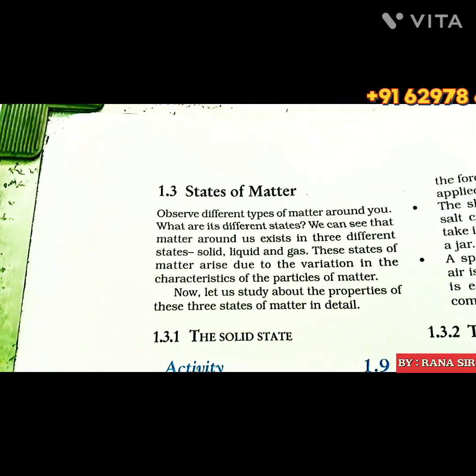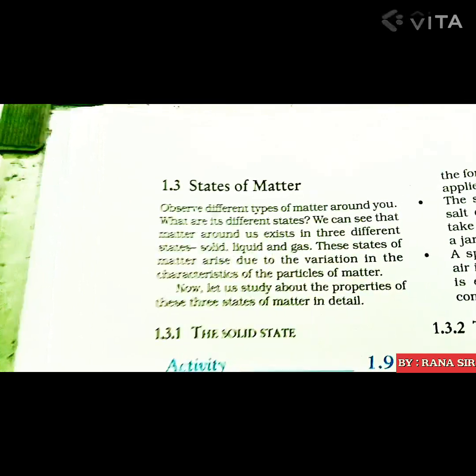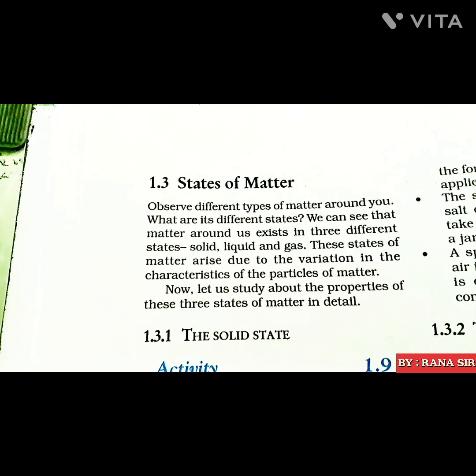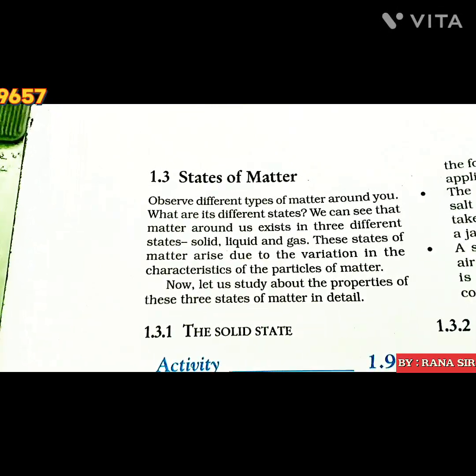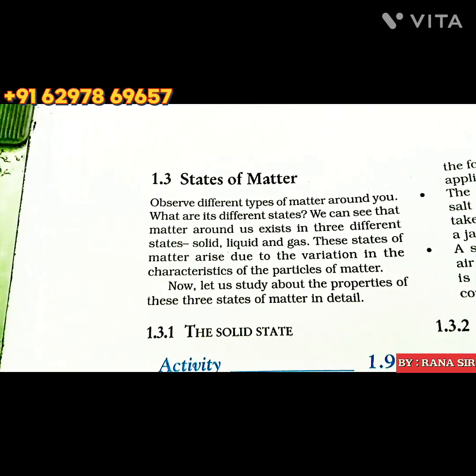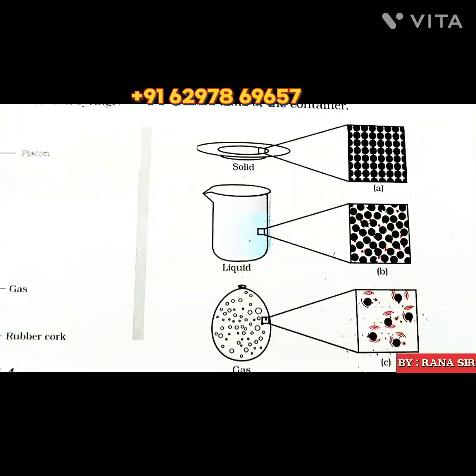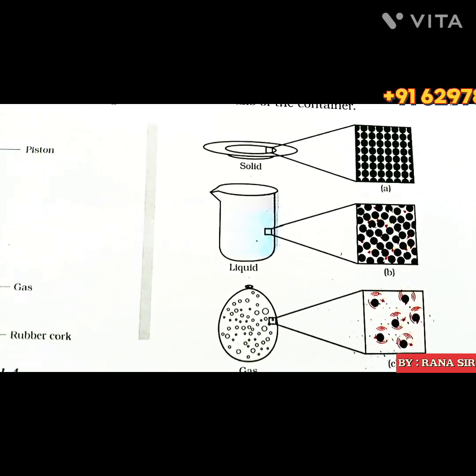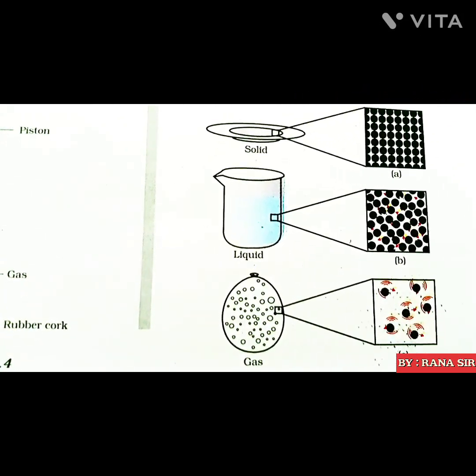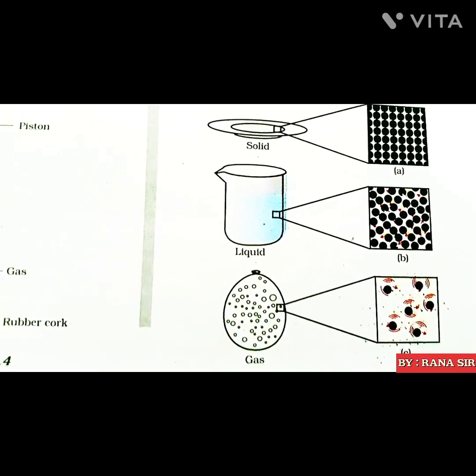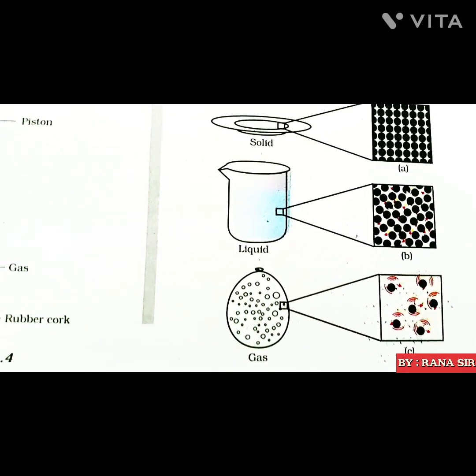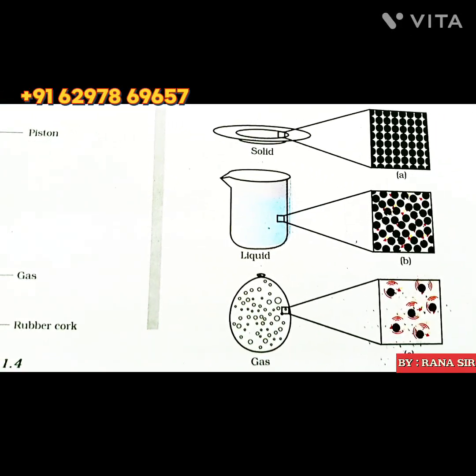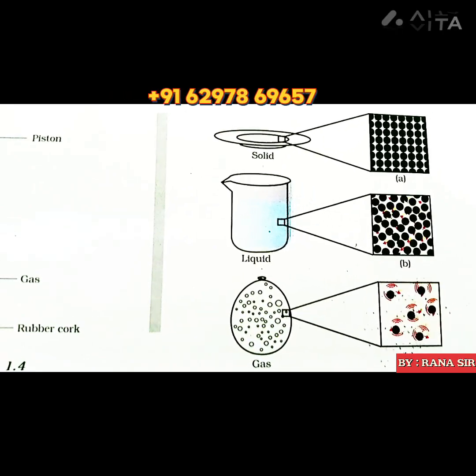These states of matter are due to the variation of characteristics of the particles of matter. So how the particles are placed, the state of matter is given a name. In this picture we can see that in the solid state the particles are very closely packed. In the liquid state, particles are less closely packed in comparison to solid. In the gaseous state, the particles are far away, very loosely packed.